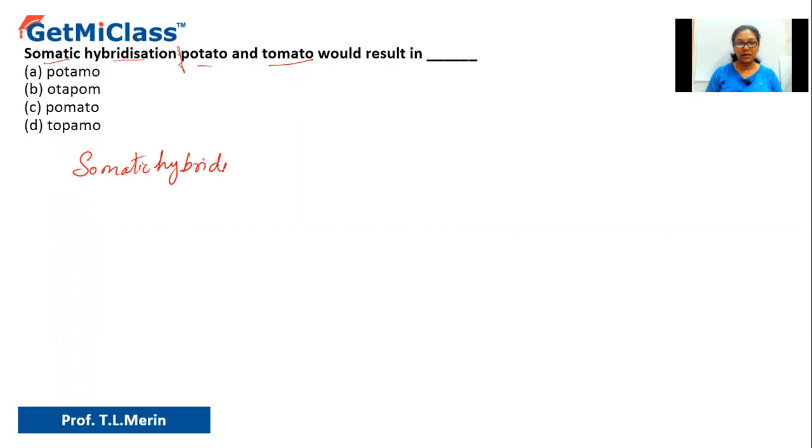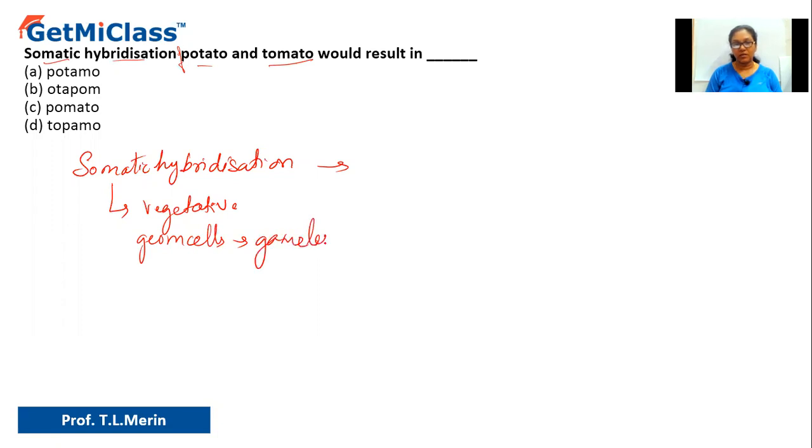You would have heard about somatic cells, right? What are the somatic cells? Somatic cells are nothing but the vegetative cells. You have two types of cells. One is vegetative cells, the other one is germ cells. Germ cells finally give rise to gametes, which are also called the sex cells. Whereas the vegetative cells always divide by mitosis, the germ cells divide by meiosis.